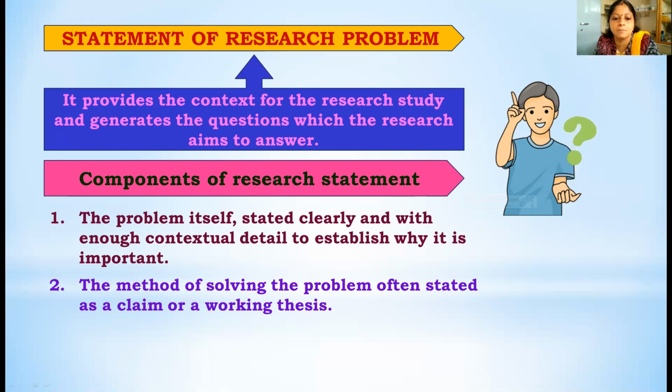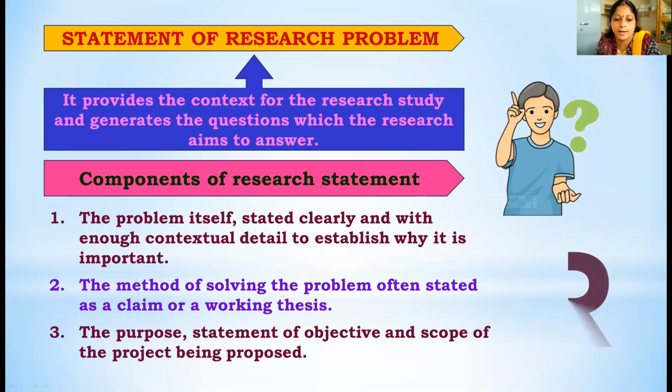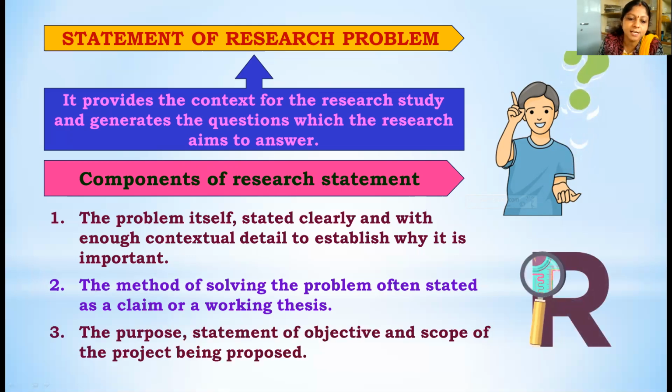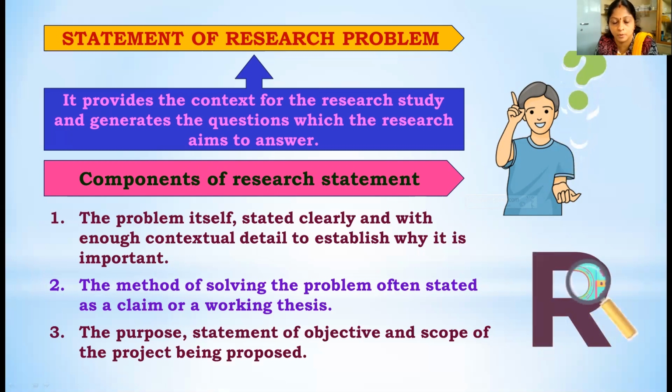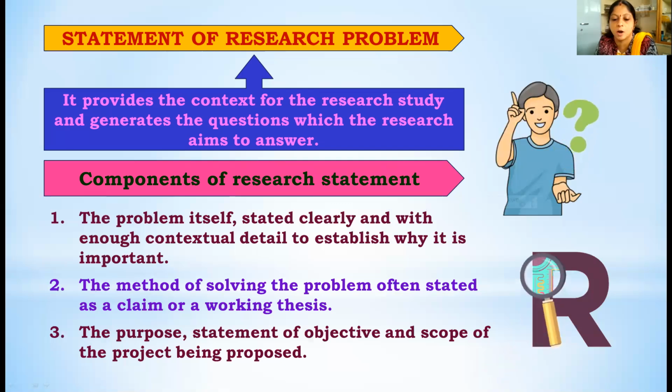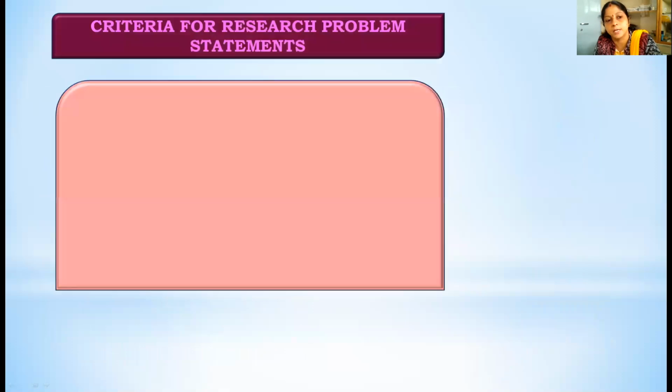Your title has come, and next comes your objective. That is how I will go in, and the methodology you are going to follow. That indicates how you are going to solve this problem with your findings. And the next that comes in a statement of problem is why you are conducting this research. That is nothing but the purpose for which I am conducting the research. It has to be stated with the objectives and the scope of your project or your research.